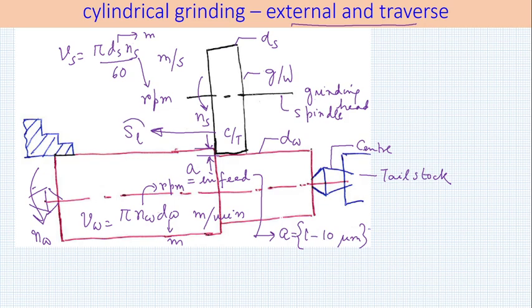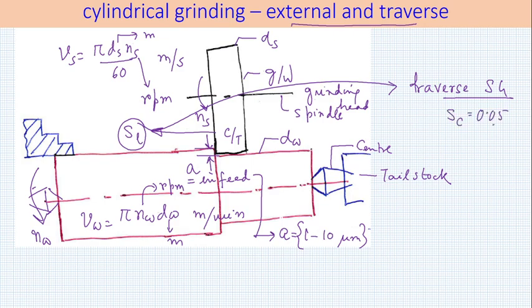And how much is SL? Once again, go back to the definition of S in traverse surface grinding. There it was SC, and SC was 0.05 to 0.9 of BS. So it is the same here. SL is also 0.05 to 0.9 BS. Where is my BS? BS is nothing but the width of the grinding wheel. So this is my BS. So that explains the kinematics in external traverse cylindrical grinding.